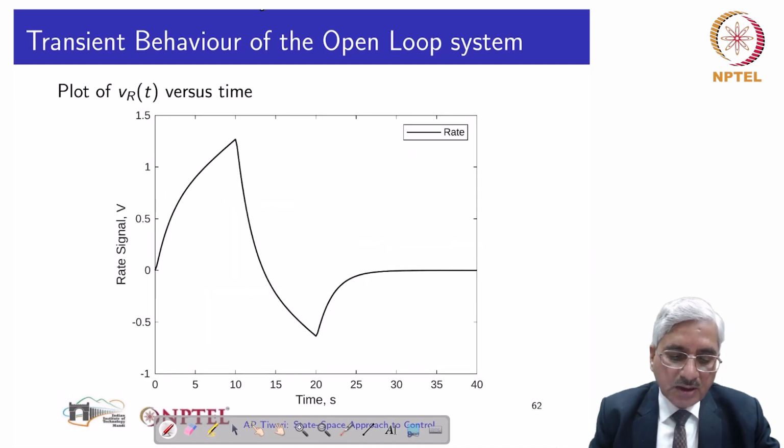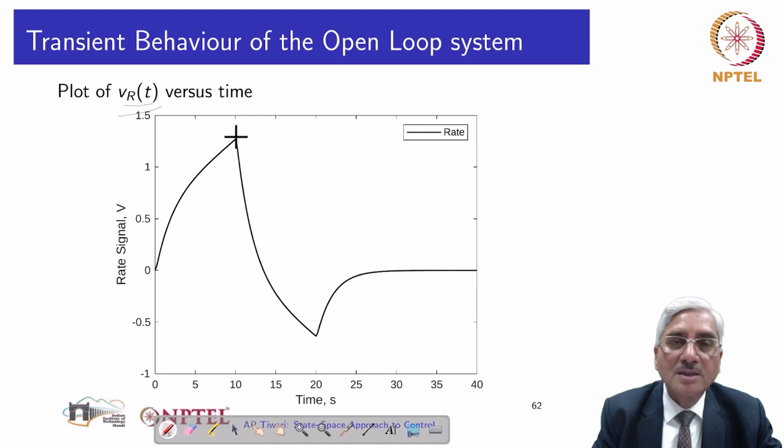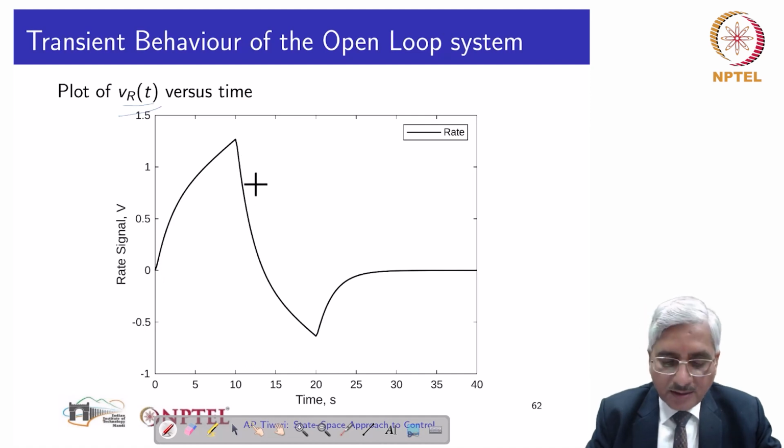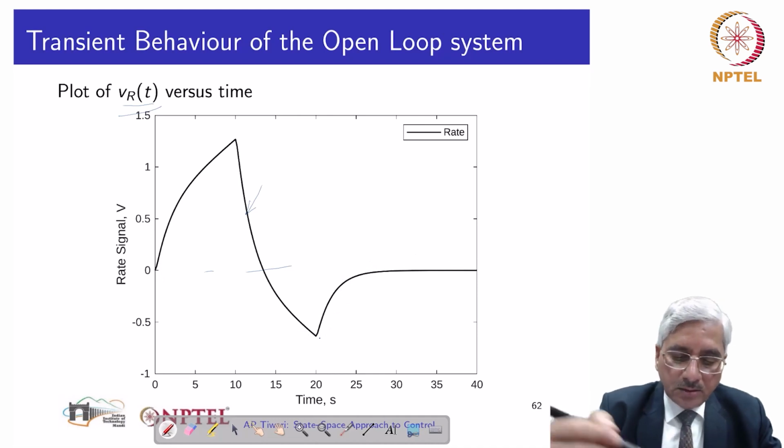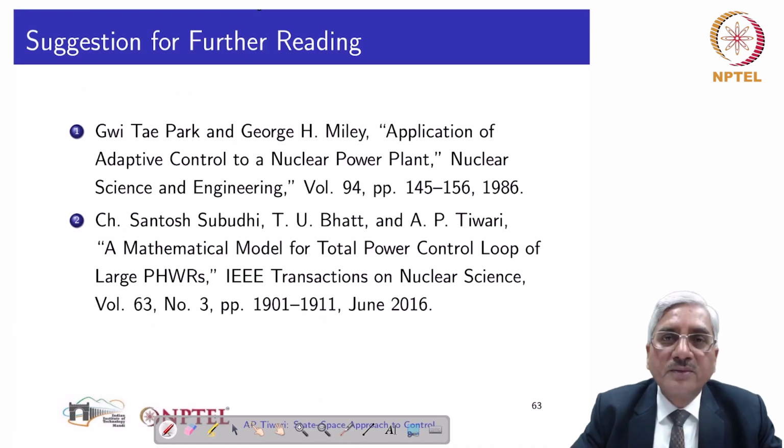One can also see the rate signal: as the neutron density is rising, the rate is also rising. Then when the negative pulse is given, the neutron density is decreasing, and so the rate is negative from here onwards, and subsequently it becomes 0 as the system approaches equilibrium. So this is how the nuclear reactor behaves in a transient.